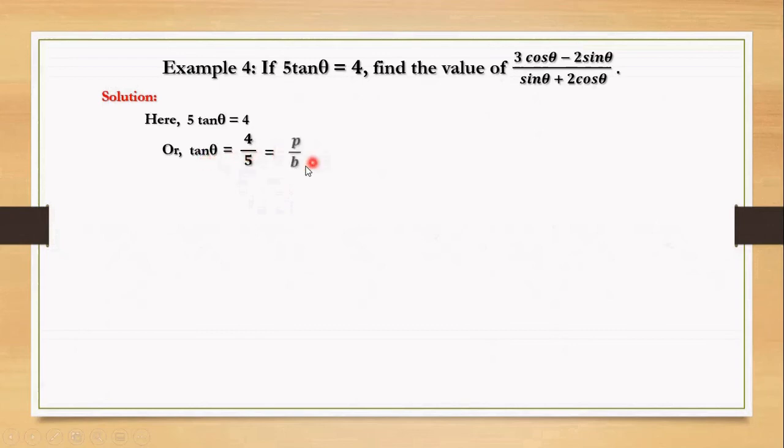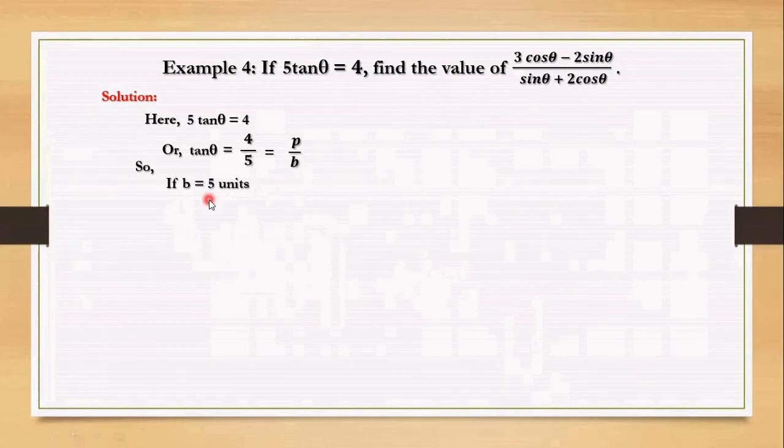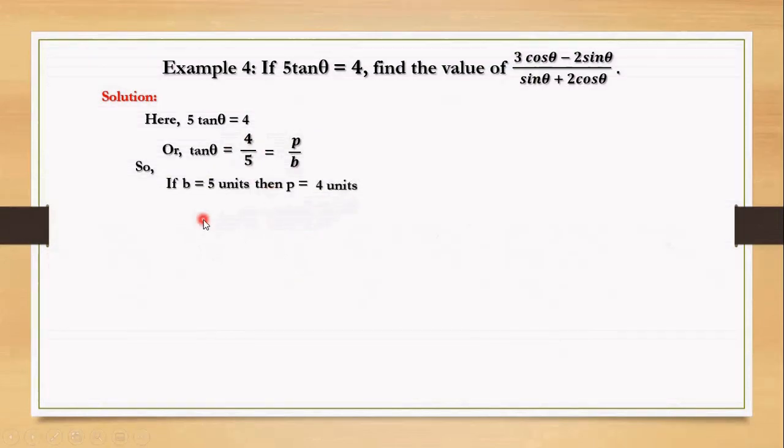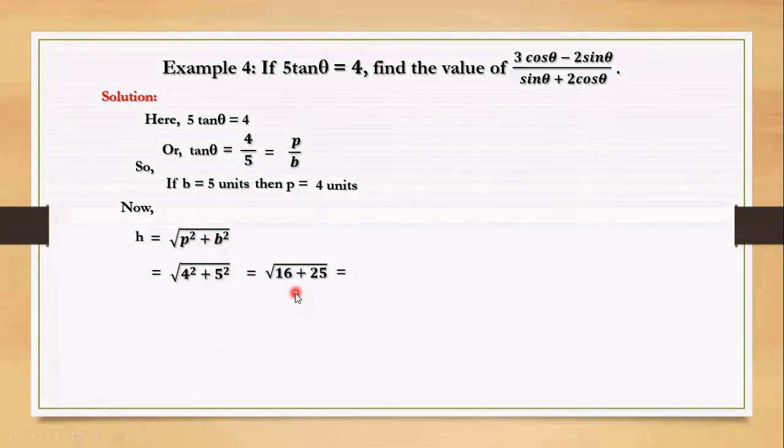The ratio of tan theta is p by b. Again, comparing, we have if b equals 5 units, then p equals 4 units. Let's calculate hypotenuse h using Pythagoras theorem, which is p square plus b square. Substitute the values for p and b. We have p is 4 and b is 5. Let's calculate it. 4 square is 16 and 5 square is 25. Adding 16 and 25, we have 41. So hypotenuse is root under 41 units.